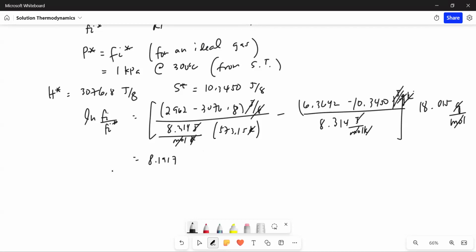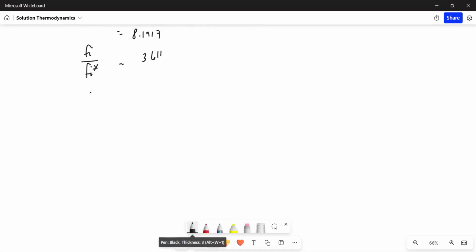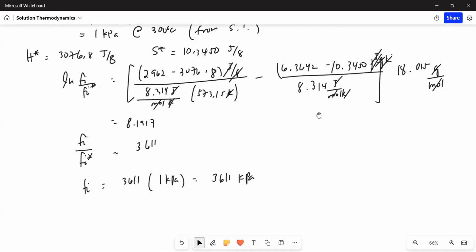This is dimensionless. So if we take the exponential of that value, e to the 8.197, then we get 3611, and then multiplying with our fi star, which is 1 kilopascal, we will get a fugacity at 4,000 kilopascal equal to 3,611.